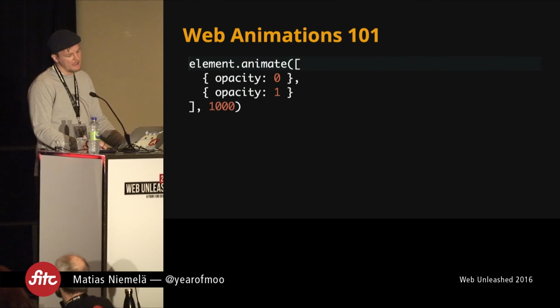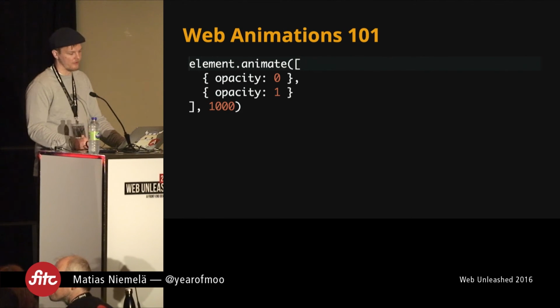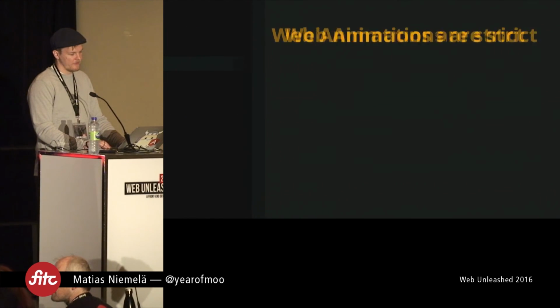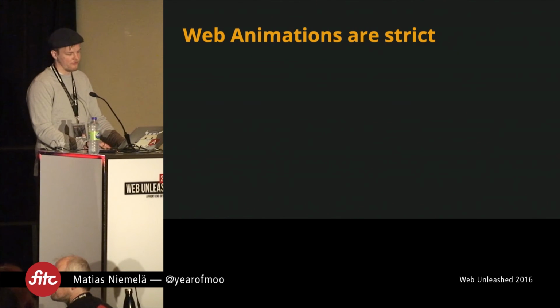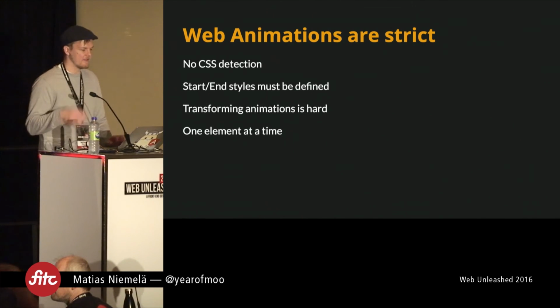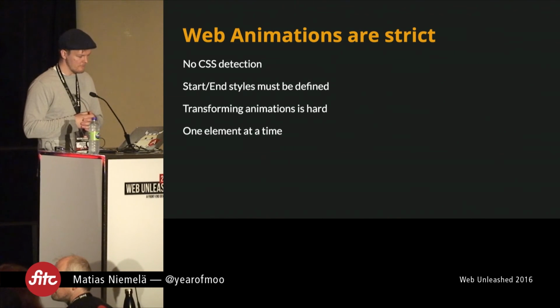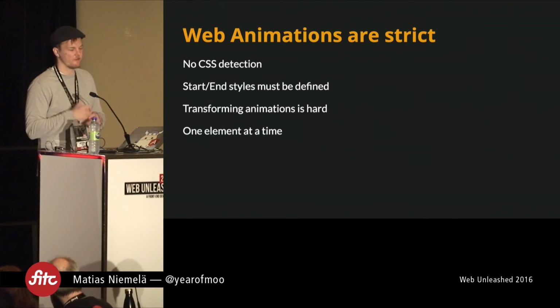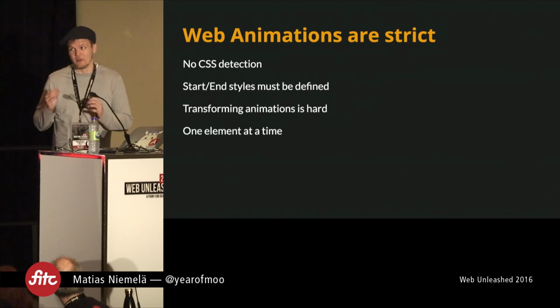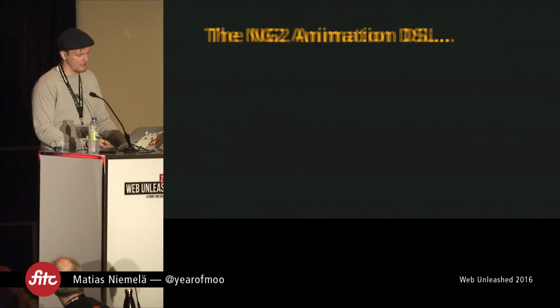So here's what it looks like. For the browsers that support this, I can just pick a DOM element, say animate, pass in some styles, animate it over a certain duration. But web animations in general are a bit strict because we can't detect classes or keyframes or styles from a style sheet. We have to know all the styles that are defined. And if I want to have an animation that changes in the middle of its animation to something else, it's pretty tricky to do so. Once again, it animates only on one element at a time.